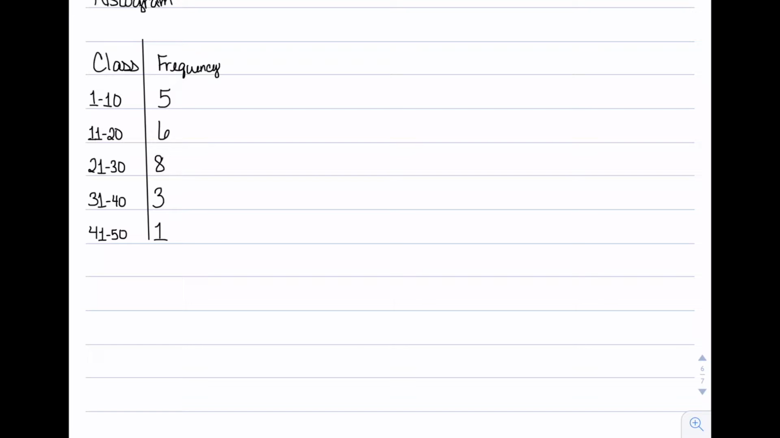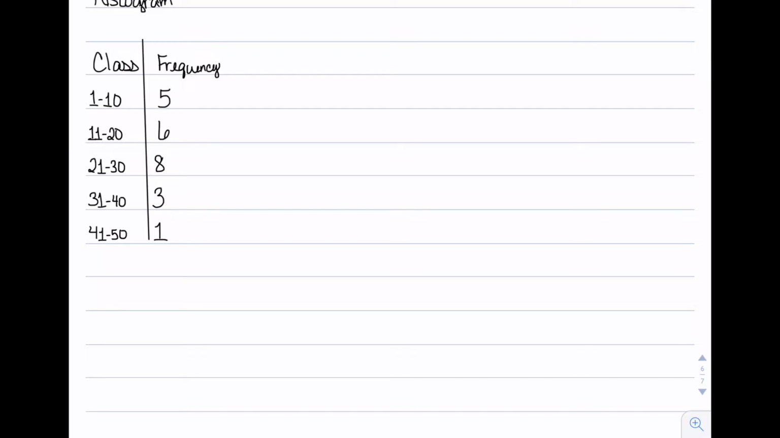So here's our grouping. Our categories, our grouping are 1 to 10, 11 to 20, 21 to 30, 31 to 40, and 41 to 50. On the right we have frequency, and frequency is just the count from the bar graph. How many are in that group? So we have 5 numbers between 1 and 10, 6 between 11 and 20, etc.